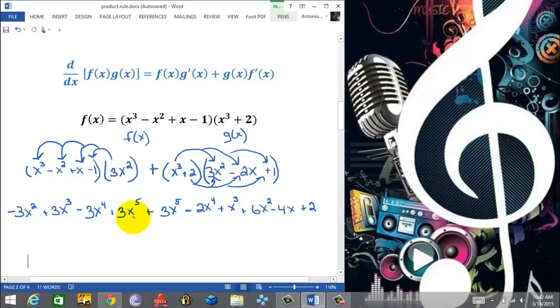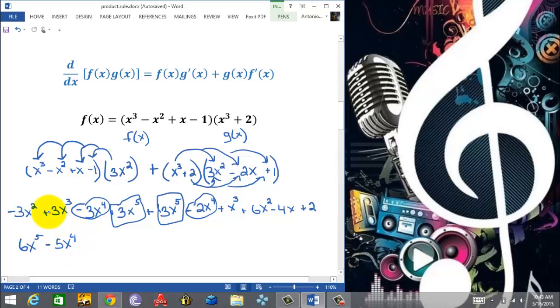What I'll need to do is collect my like terms, and I'll start with the highest power. So it looks like the fifth power is the highest one. So I have a 3x to the fifth power. I have another 3x to the fifth power. And so that would give me 6x to the fifth power. Now, looking at the powers of 4, I have a negative 3x to the 4, and I have a negative 2x to the 4. Collecting these powers gives me negative 5x to the fourth.